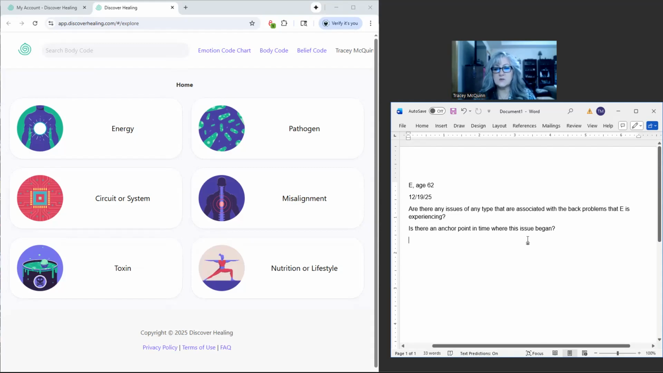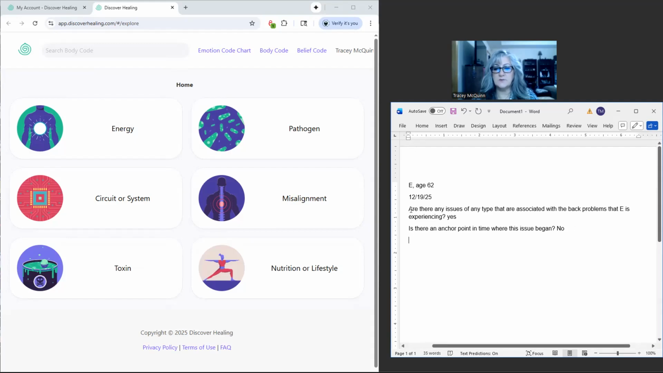Anyway, so I'm going to ask this question, already tapped in. Are there any issues of any type that are associated with the back problems that E is experiencing? And I get yes. Okay, so we're tapping into his subconscious, higher self, however you want to look at it. And is there an anchor point in time where this issue began? And I get no. That would lead me to a certain technique that I know, but since it's no, we're not going to pursue that.